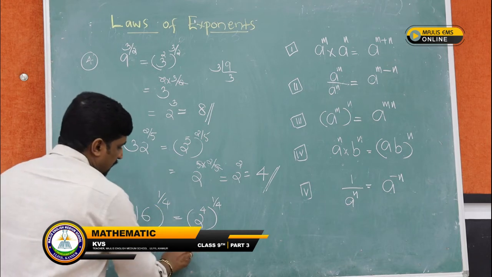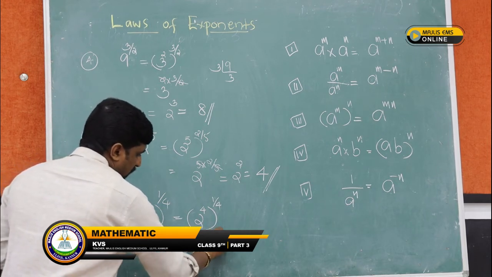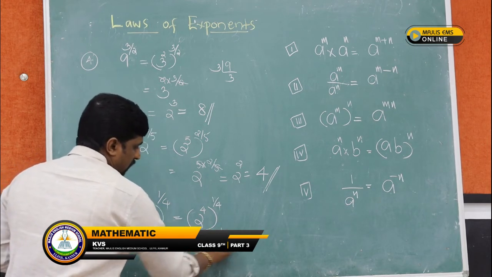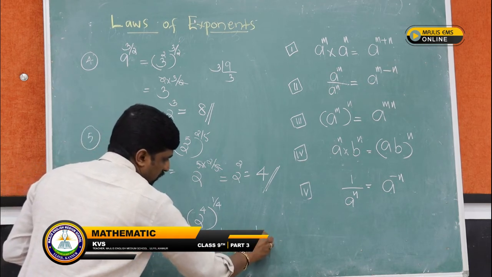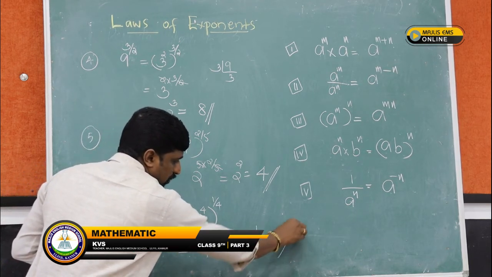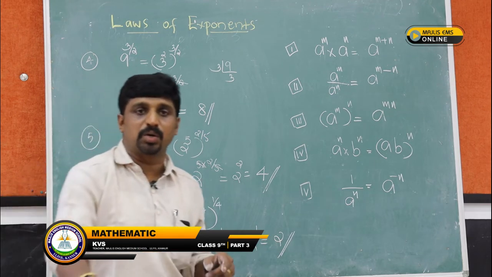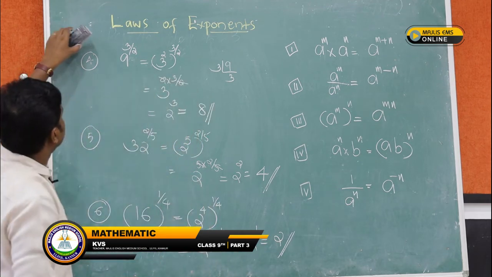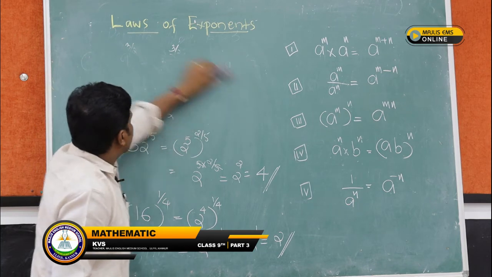The powers can be multiplied. Now 2 raised to 4 into 1 by 4. 4 will cut, then 2 raised to 1. 2 raised to 1 is equal to 2 itself. Okay. There is one more question I can give you.